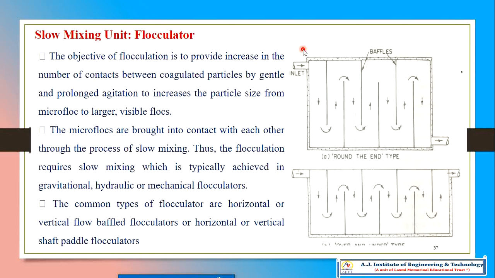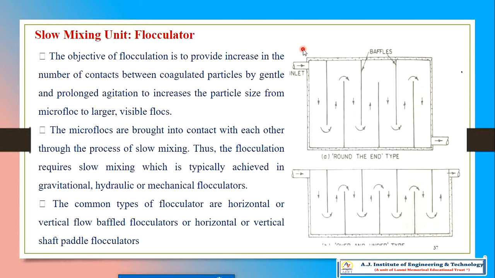See here, the contact of, for example, Al2O3 will occur between the particles and make them aggregate. Okay, that is called coagulated particles, with gentle prolonged agitation to increase the particle size from microfloc to larger. That means the aggregate size increases in this particular slow mixing, because the rapid mixing has already been done here. So from that it will be a slow mixer. Microflocs are brought into contact with each other. That is the process of slow mixing.